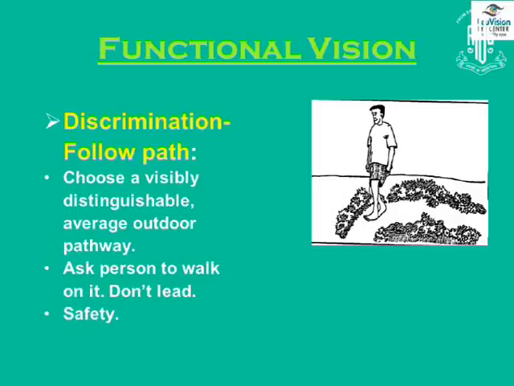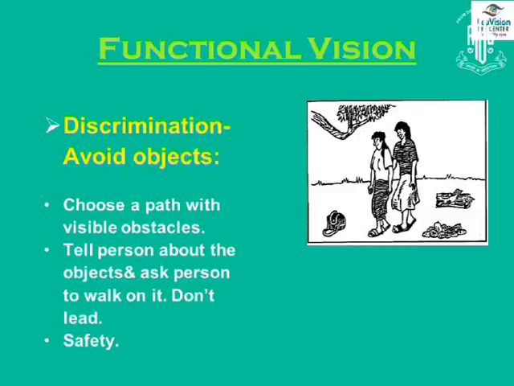Then discrimination of follow the path. Again, this is required for us to walk properly whenever there are obstacles. Keep 2 or 3 objects and see how the child is able to negotiate in between. Why are we discussing this? Because all these visual skills help us in mobility and make us more independent.